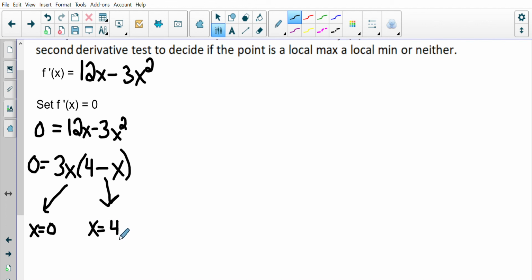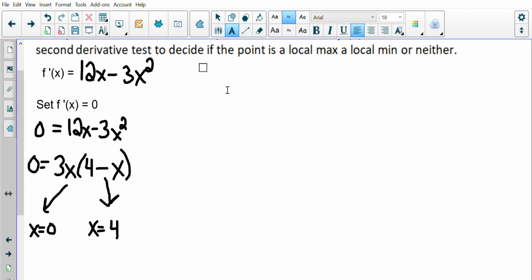Now, I'm not going to do a chart like I normally did before. What I'm going to do is a little something different, just to give you an option here: I'm going to find the double derivative. All right, and so that would be a 12 minus a 6x. So now I'm going to call the second derivative test to see if I got a local max or min.